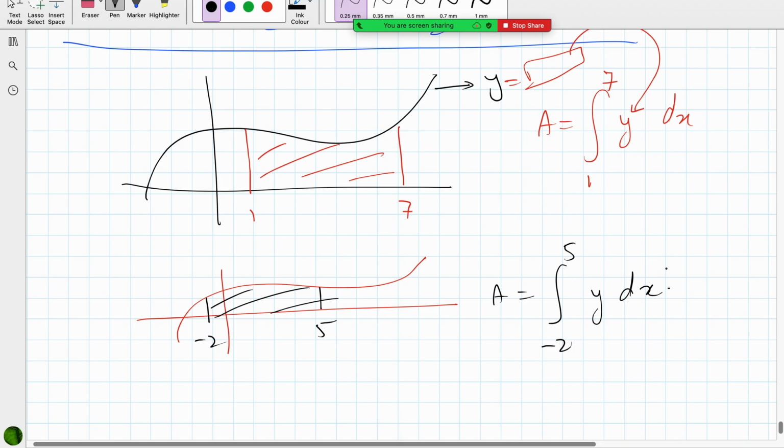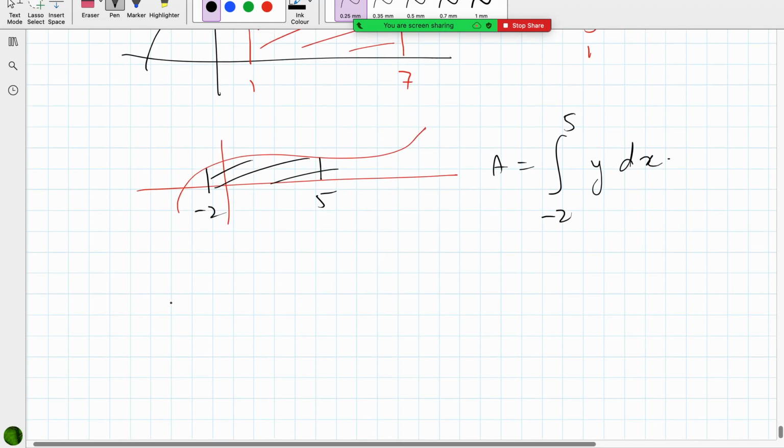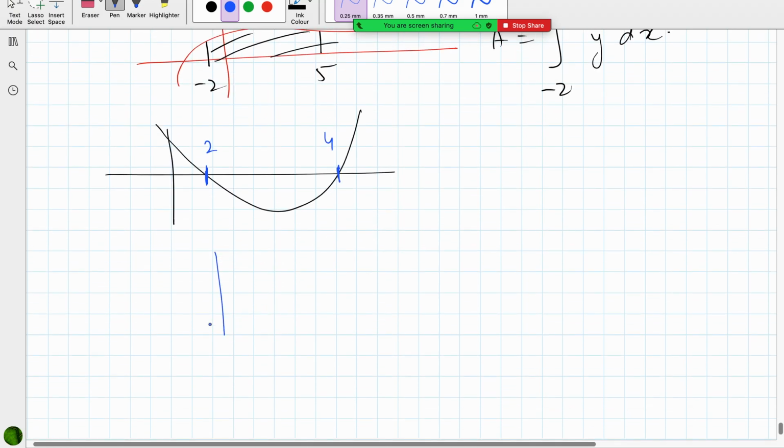Integration gives you the area under the curve bounded by limits and the x-axis. Now what would happen in this case if you have this question and you know that this is 2 and this is 4? If in this case you get a negative answer, we'll just write a statement that area cannot be negative. Let me assume a simple question and let's solve it.